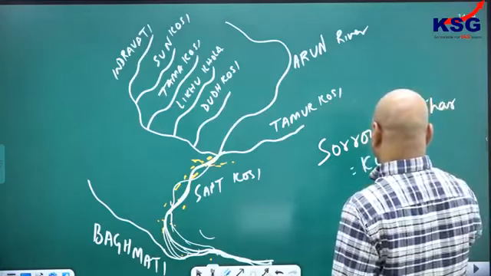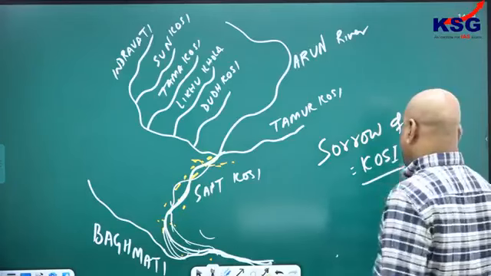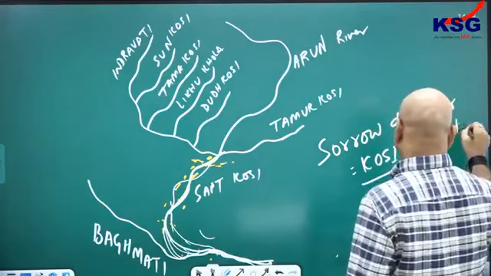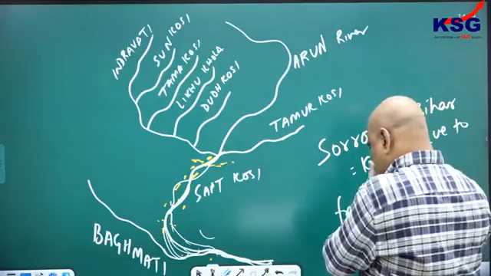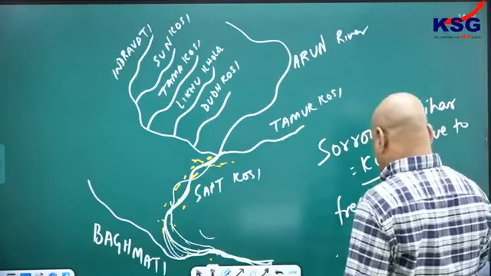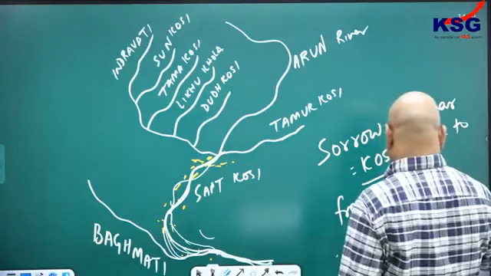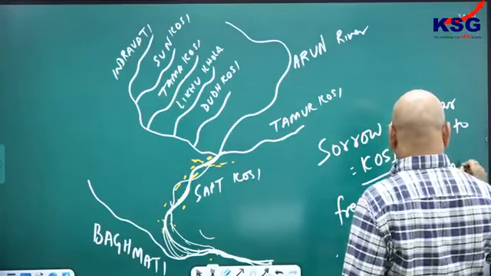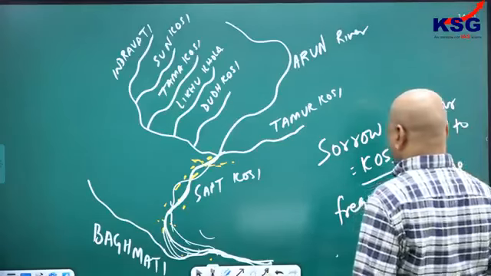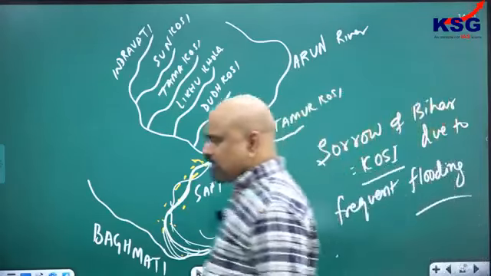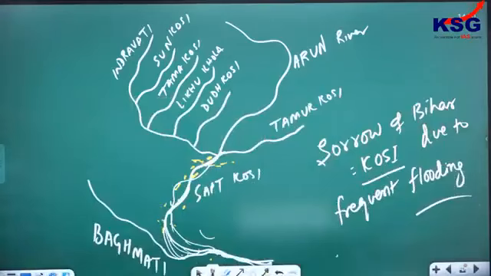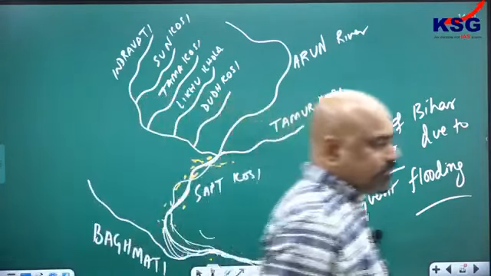Kosi river is called the sorrow of Bihar because of frequent flooding. Known as the sorrow of Bihar because of frequent flooding. Okay.